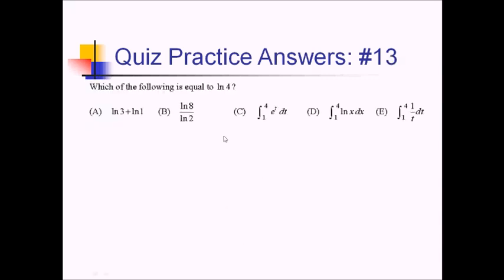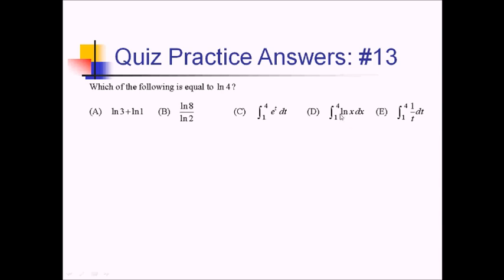For this problem, a little bit tricky, we're asking which of the following is equal to ln of 4. So going through these answer choices here, you can't just add the stuff inside the ln's by adding the ln's themselves. This would actually be ln of 3 times 1, which is not the same thing. Here, there is no way to really divide ln's and then divide the numbers inside of them, so this doesn't work either. For choice C, that has some potential at least, except that the antiderivative of e to the t is just e to the t. This would just be e to the 4 minus e to the 1, which is not equal to ln of 4. On to the next one.